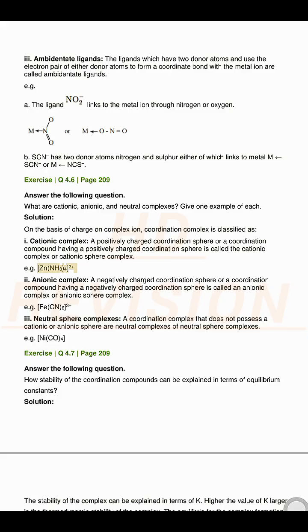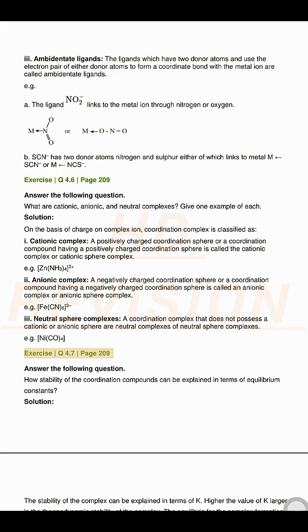E.g., [Zn(NH3)4]2+. II. Anionic complex. A negatively charged coordination sphere, or a coordination compound having a negatively charged coordination sphere, is called an anionic complex or anionic sphere complex. E.g., [Fe(CN)6]3-. III. Neutral sphere complexes. A coordination complex that does not possess a cationic or anionic sphere is called a neutral sphere complex. E.g., Ni(CO)4.